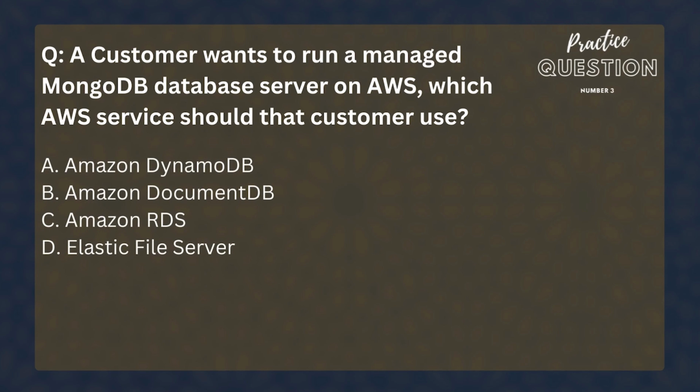A customer wants to run a managed MongoDB database server on AWS. Which AWS service should that customer use? Amazon DynamoDB, Amazon DocumentDB, Amazon RDS, Elastic File Server. DocumentDB is a managed MongoDB on AWS.